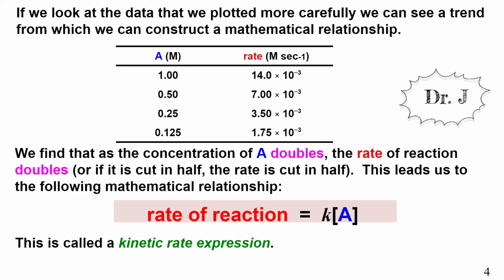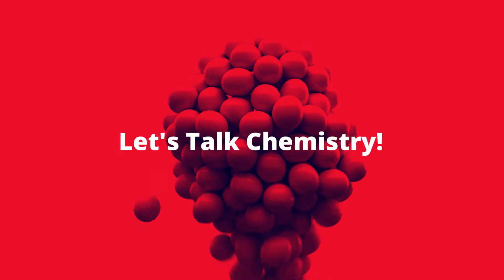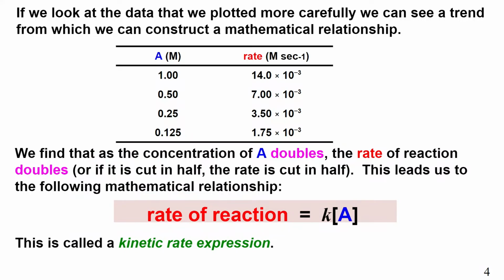But if y'all look at the data, we actually find something out. We see a trend when you plot these data points, and we can figure out a math relationship between the two. For instance, let's say I've got some data here. I've got my A, in this case my concentration, and then my rates over here.